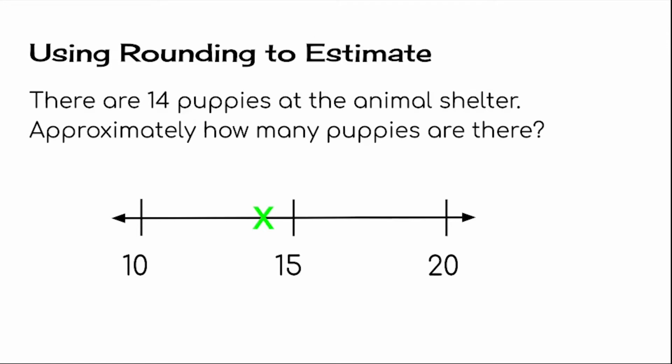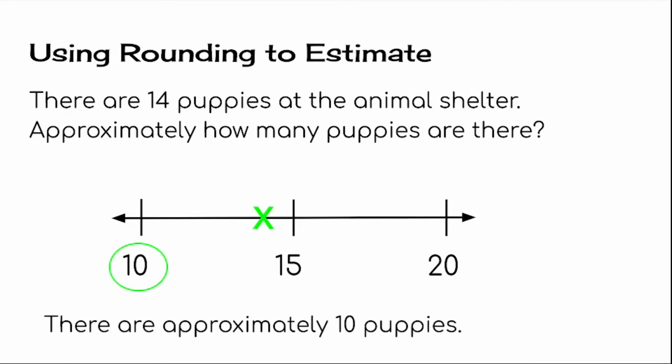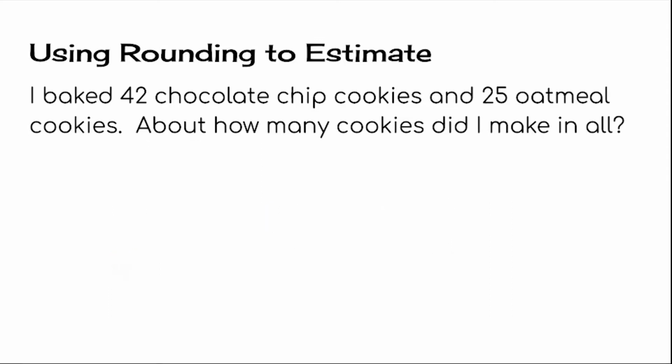What does 14 round to? That's right, 14 rounds to 10. And there are approximately 10 puppies. Using rounding to estimate can also help us with word problems like this one.